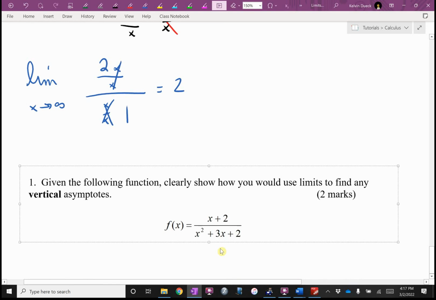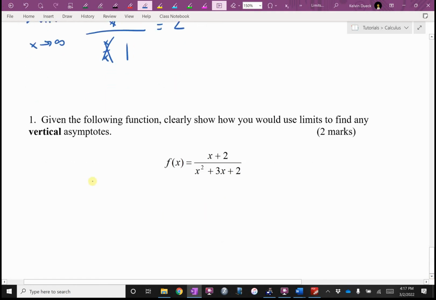Where are there going to be vertical asymptotes? Where we're dividing by 0. Where are we going to be dividing by 0? I think I need to factor the bottom first. So the very first thing that I would do is I would say this is f of x. It's x plus 2 all over, what does x squared plus 3x plus 2 factor into? I'm looking for numbers that multiply to 2 and add to 3.